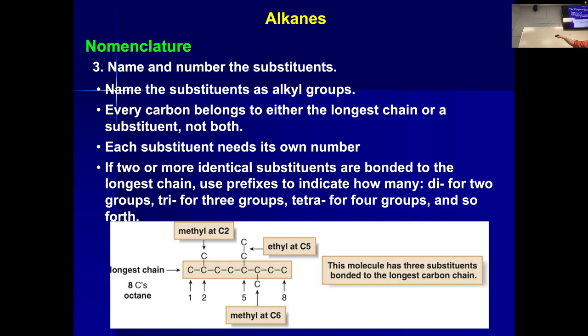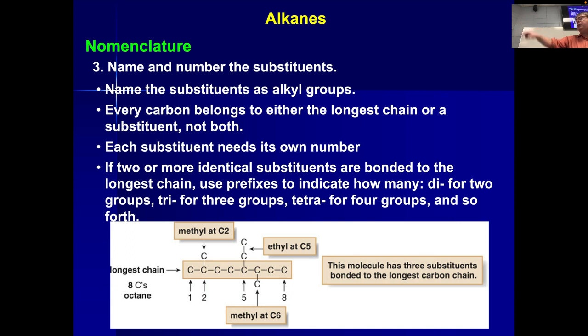Very important. Every carbon is going to belong to either the longest chain or to a substituent. It cannot belong to both. That's why I said circle. Once you circle it, all of the carbons inside that circle belong to the parent chain or the longest chain. Everything outside belongs to some type of alkyl group, but they can't belong to both. Okay? Very important to remember that. Each substituent will have its own number. So, how many substituents do I have on this particular molecule that's shown here? Three. I've got three. So I'm going to have three location numbers, one for each of those substituents. Okay?